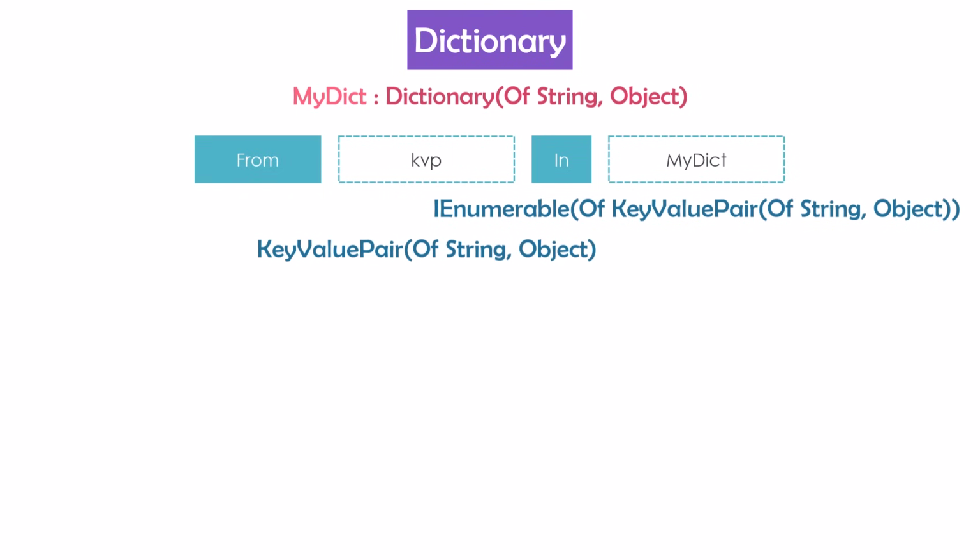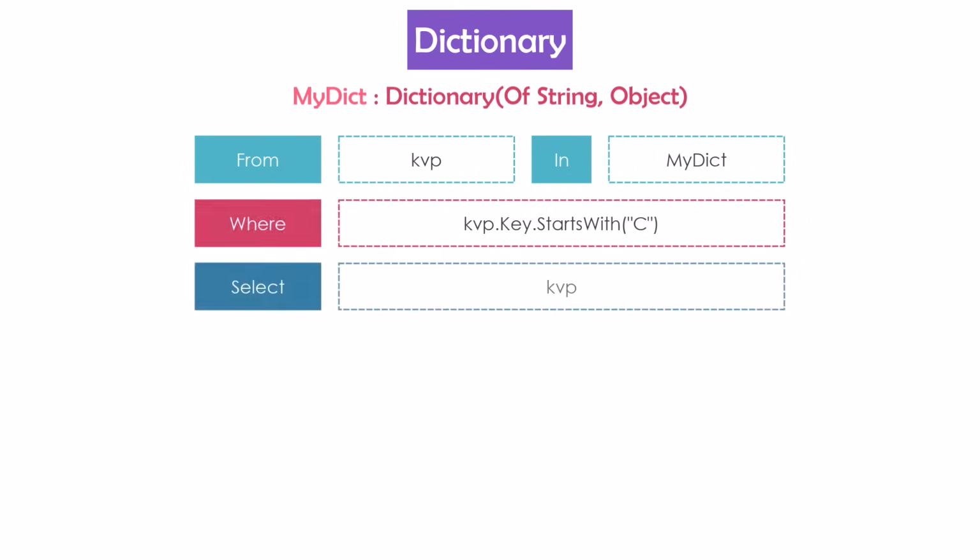So, we can use this variable with all methods and properties of this type, for example, with property key, to get the key of this pair, or with property value, to get the value of this pair. Let's see the following query.